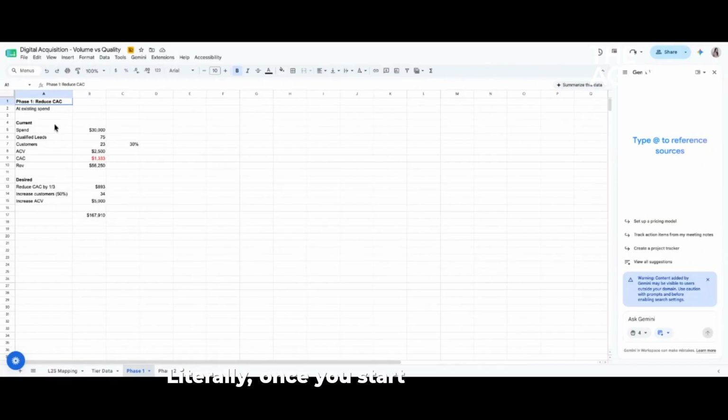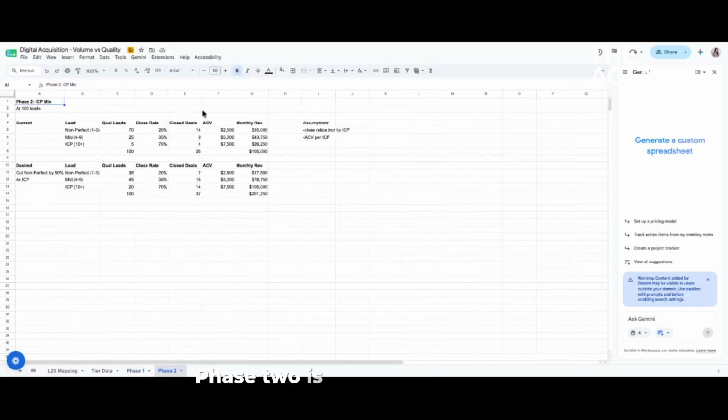Once you start to get the data from your ad spend, you can start to understand how much am I spending? How many qualified leads? If 30% of them are converting, this is how many customers I'm getting. This is the current ACV. This is the current CAC I'm paying. If I want to get more customers, what's the easiest way? Oh, reduce CAC by 30%. Boom, instant gain.